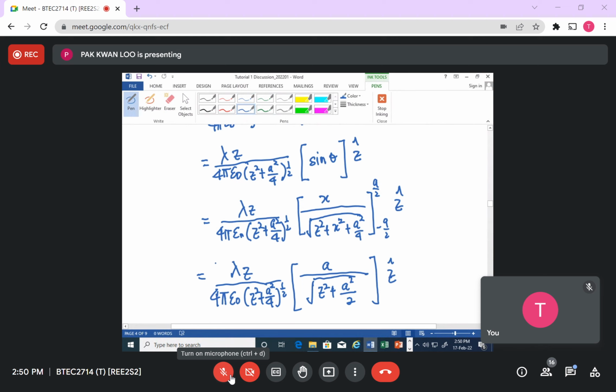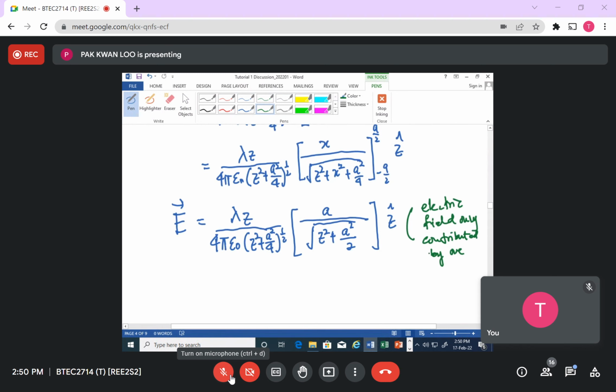So the electric field here, bear in mind, is only contributed by one arm. So I put a remark here: electric field only contributed by one length or arm. So the entire expression of this is only contributed by one arm.